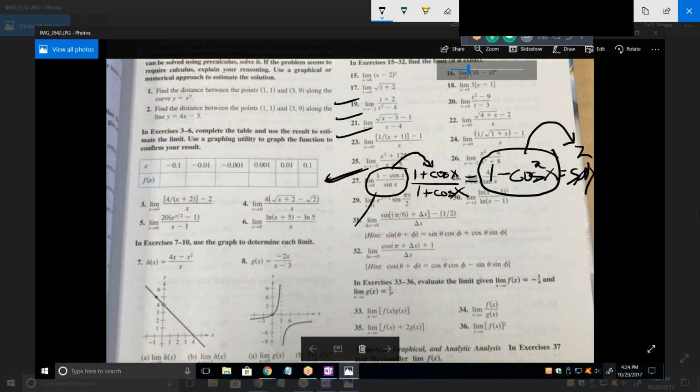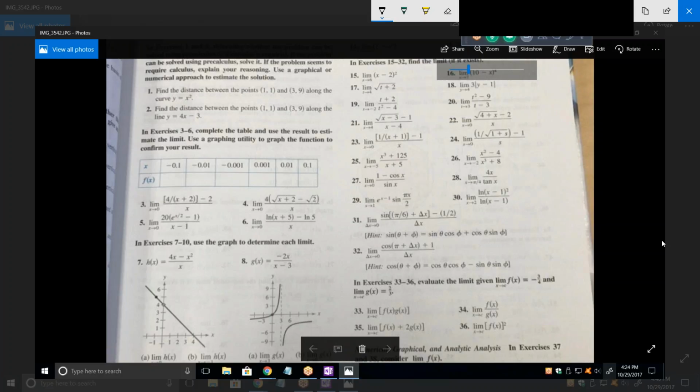Yeah. Can I ask you one more question? Sure. On number 33, where you just plug in the 2 values for f of x and g of x, and then you have to find the limit as x approaches c. Like, how do you know, because c is not a defined variable, so like, how do you evaluate the limit given that the limit of f of x is equal to minus 3/4 as x approaches c, and the limit of g of x is equal to 2/3 as x approaches c.